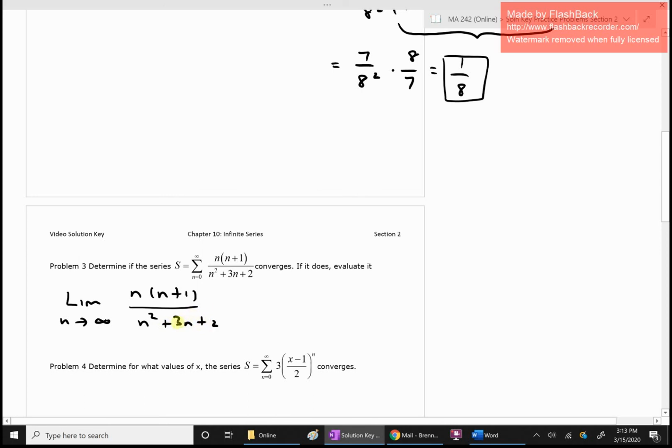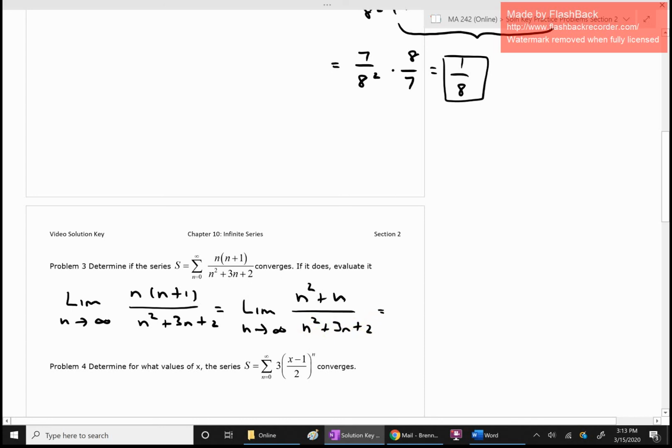And we remember from Calc 1, right? This is a rational function. It's a ratio of polynomials. So I'm going to go ahead and distribute. In the numerator, I'll get n squared plus n over n squared plus 3n plus 2.